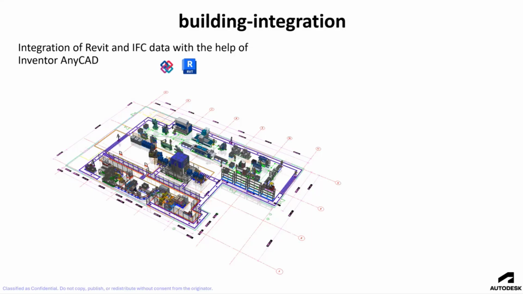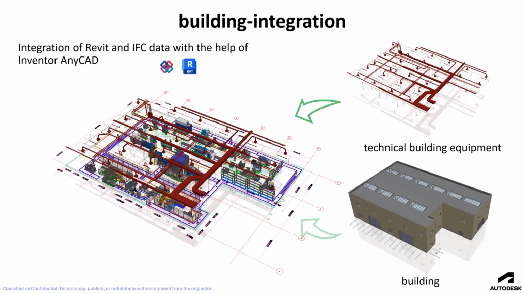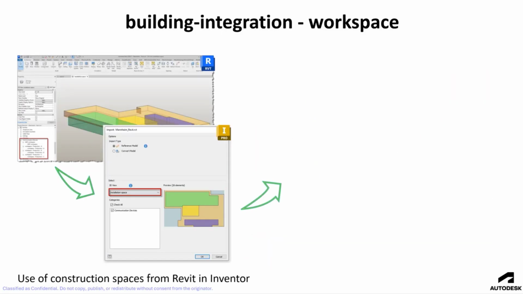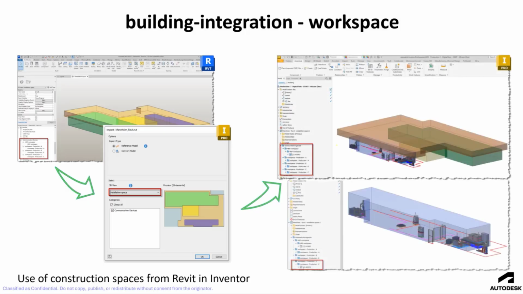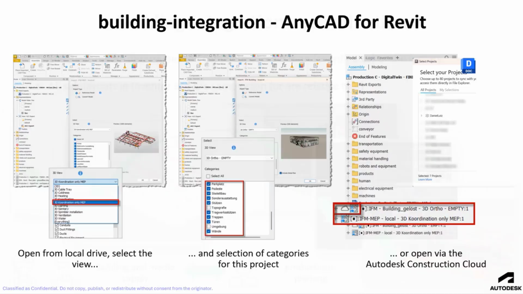The integration of Revit and IFC, so you can use these two formats. Technical building equipment, buildings. The workspace, you can simplify it as just a space. If you don't want to share the whole building, you can sub it from the building, and we just apply it to production planning.